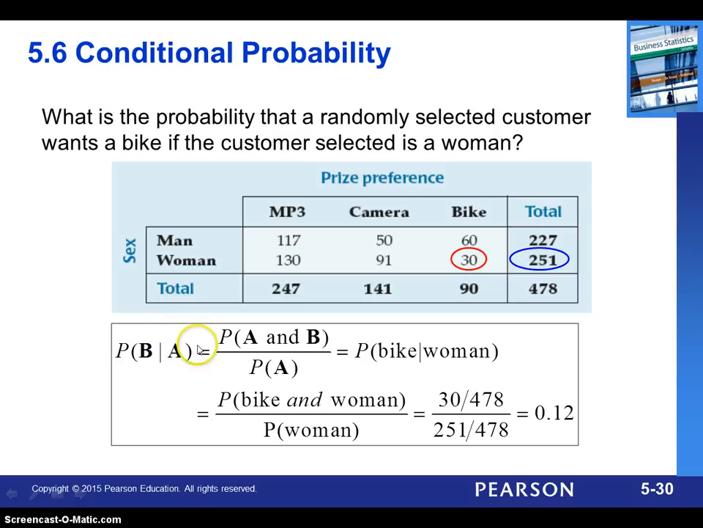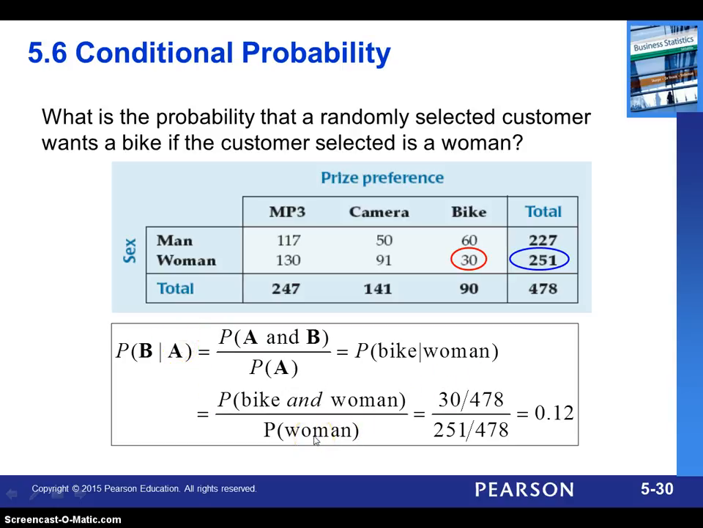The probability of bike given woman. We already calculated this before, but let's see how we would do it with the formula. We would say the probability of A and B, so that's bike and woman. That number would be the intersection of the woman row and bike column, so we know it's 30 out of all the people, 478. That would be the probability of bike and woman. Then the denominator, A and A, woman and woman, so we want to match those denominators. Whatever comes second should go in the denominator, so divided by the probability of woman.